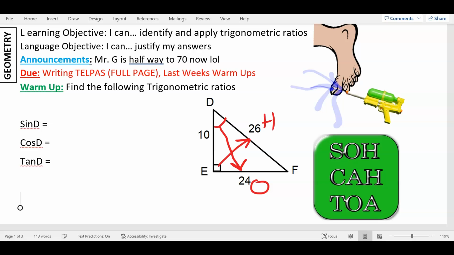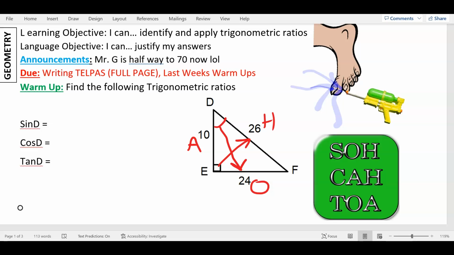We got OH, and then A is the leftover one, okay? A means adjacent, means next to something. H means hypotenuse, across from 90. O is opposite, across from, or opposite from the original angle, which in this case was letter D, okay? Now, if I have this label, OHA, now I can do the SOH CAH TOA.